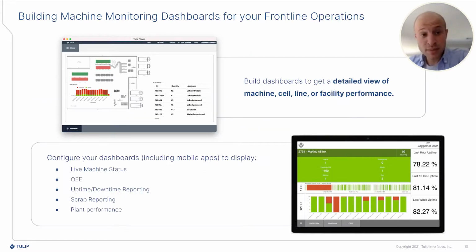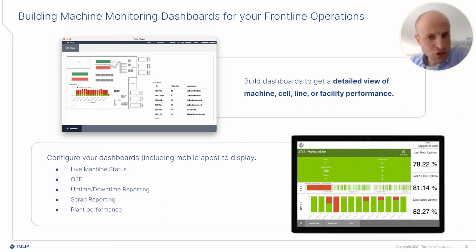So one of these things that you can build is a dashboard for machine monitoring. Once you connect some machines to Tulip, you can see how you can very quickly build dashboards to get a detailed view. You can start from as low level as you want. So you can start from the individual machine, you can go up to an entire cell, an entire line, or an entire facility, or multiple facilities.